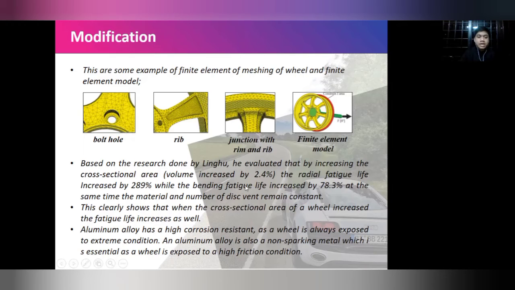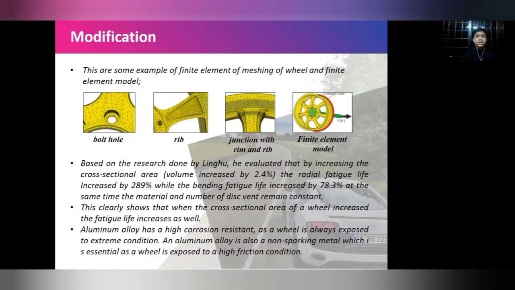by its color. So based on the research done by Ling Hu, he evaluated that by increasing a small part of the cross-sectional area, it will increase the radial fatigue life and the bending fatigue life, while the material and number of these events remain constant. So this clearly shows that when the cross-sectional area of a wheel increases, the fatigue life increases as well.